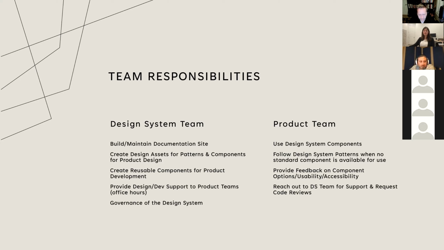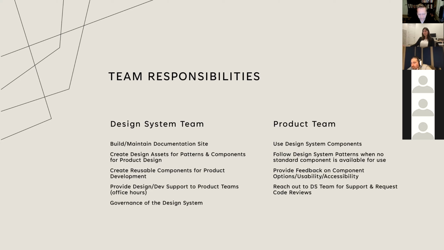Providing support for the product teams who need it. That might be in the form of office hours. So like every Tuesday and Thursday from 8 to 11, you have open office hours where anyone can approach you with questions and you'll be there to answer them. And then governance. So this is again like deciding when a new component should be added to the design system, or if it's a one-off that really is only used in one product and isn't necessary to add to the global system for every product team out there.